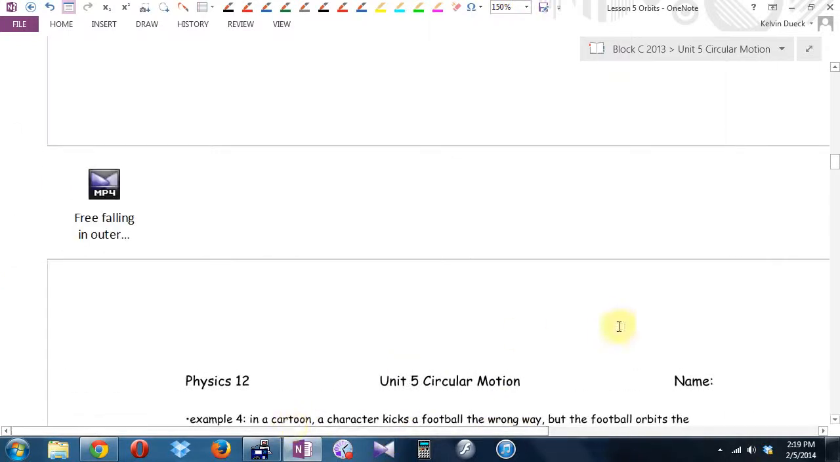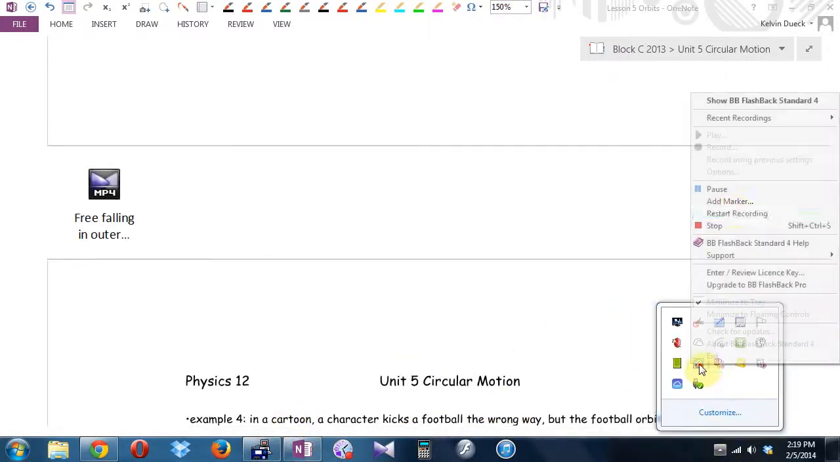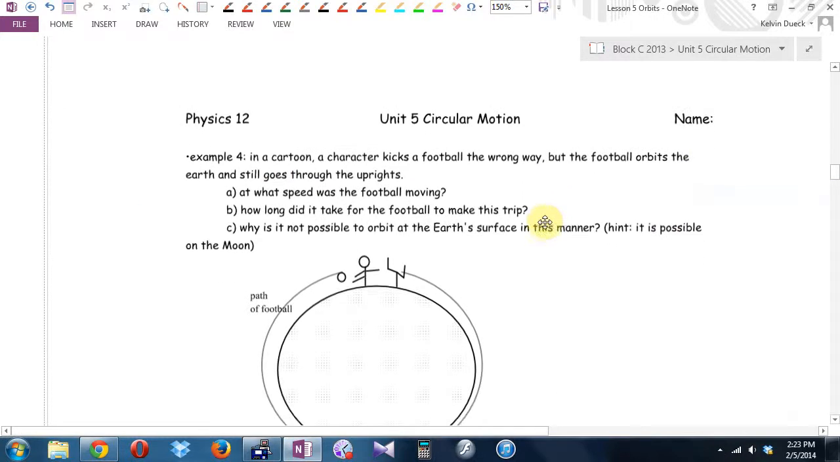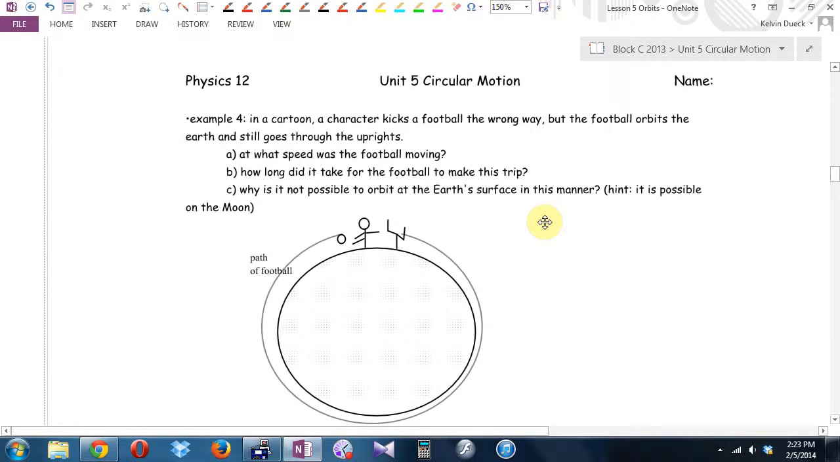Put your pencils down. Answering Michael's question. In a cartoon, a character kicks the football the wrong way, but the football orbits the Earth and still goes through the uprights, but from the back end. A, what speed would the football have to be moving if this was the case? B, how long would it take the football to make this trip? And C, why can't this actually be possible?